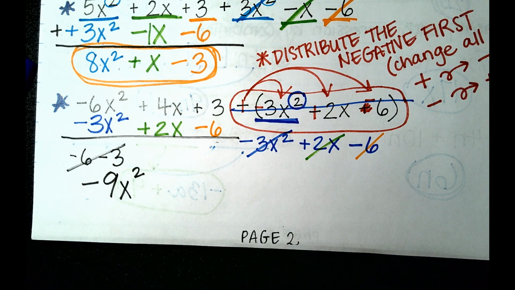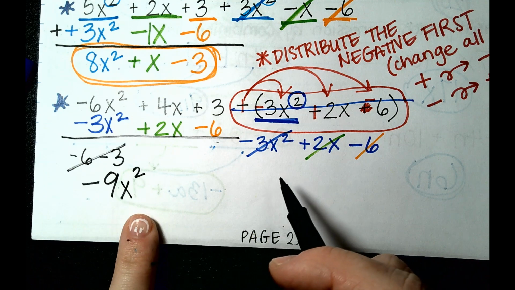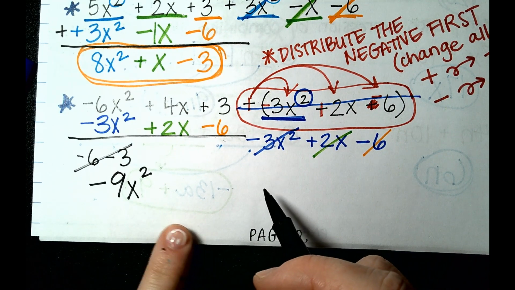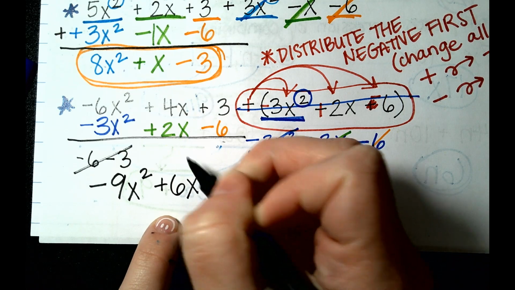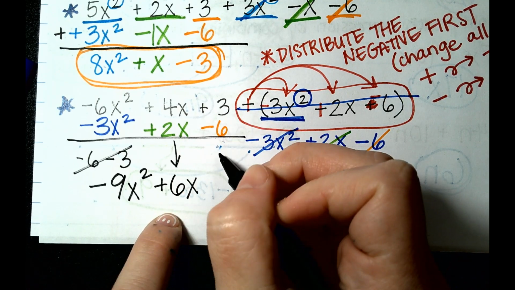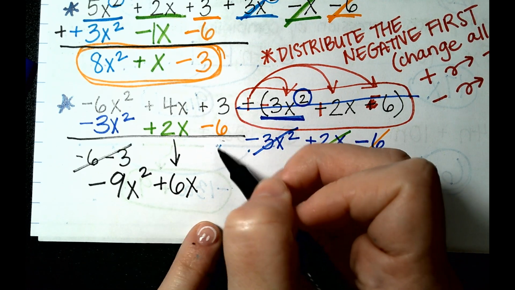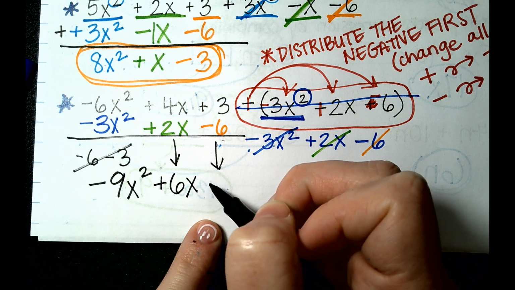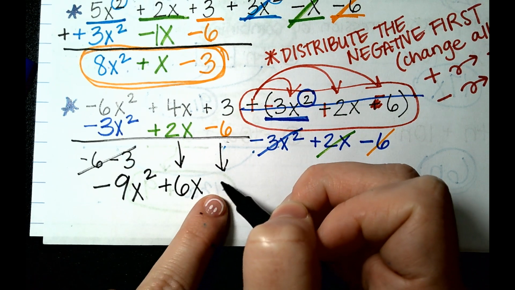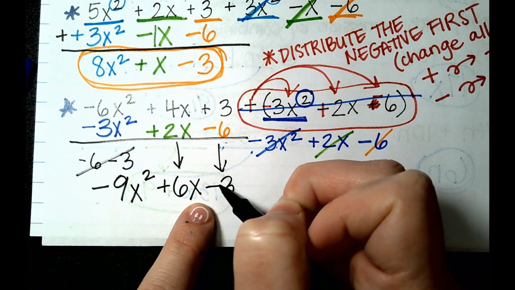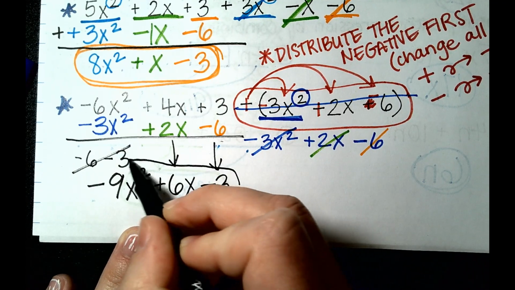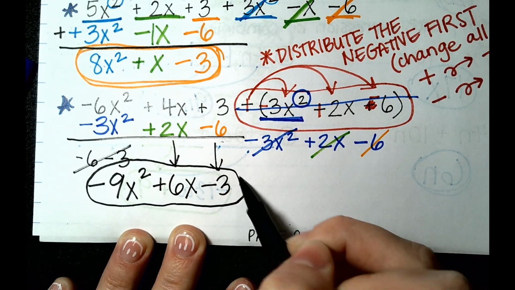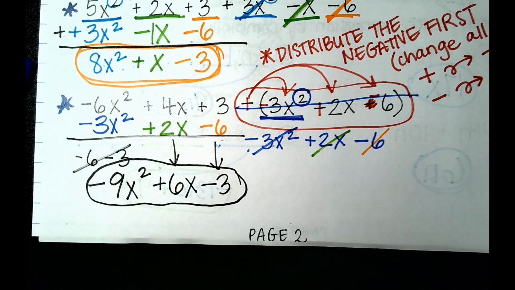Okay, what do I do next? 4 plus 2 is 6x. Good. And then 3 minus 6 is, did you already say it? 3, what am I missing though? Negative, so minus 3. Good, good, good. That's our answer. Hey, that's the practice quiz.